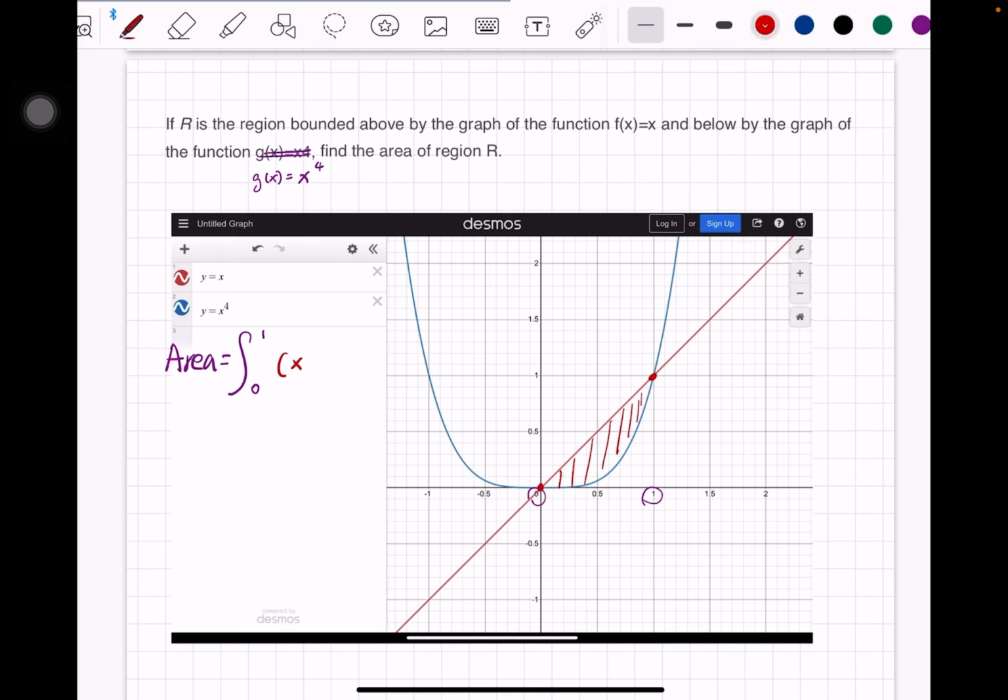And then the top function is the red one, y equals x. The bottom function is the blue one, y equals x to the fourth. Now we can integrate them using the power rule and evaluate it from 0 to 1.